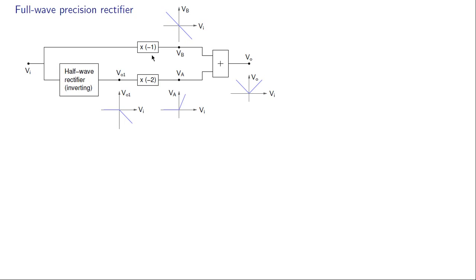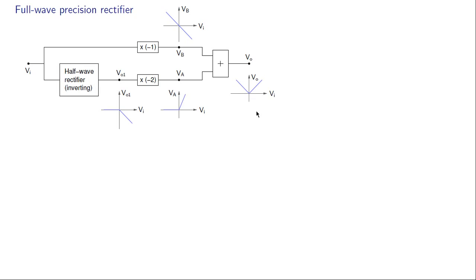Now this block here multiplies Vi by -1 to give Vb. So if we plot Vb as a function of Vi, we get a straight line passing through the origin with a slope of -1. And now what we do is add Vb and Va and obtain our final output voltage. Now when Vi is negative, Va is 0, so this part goes through as it is right there. When Vi is positive, we have a slope of -1 here and a slope of +2 here, so the net slope is +1, and that is how we obtain our desired Vo versus Vi relationship.